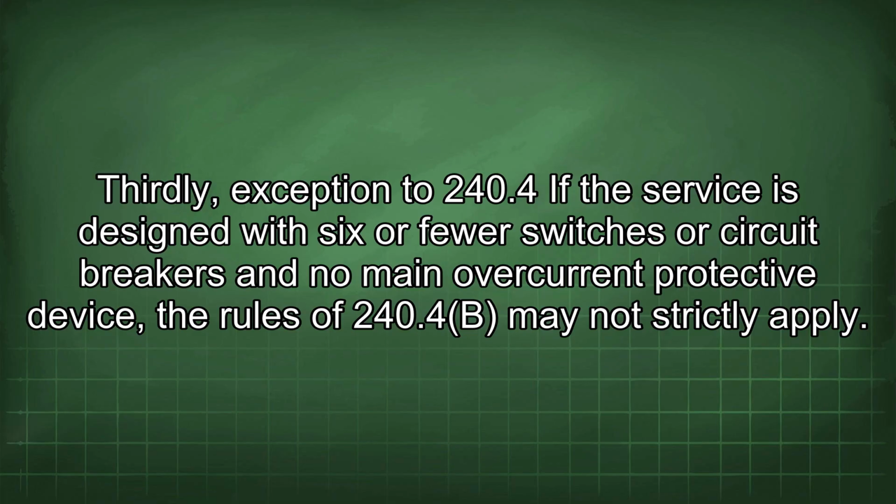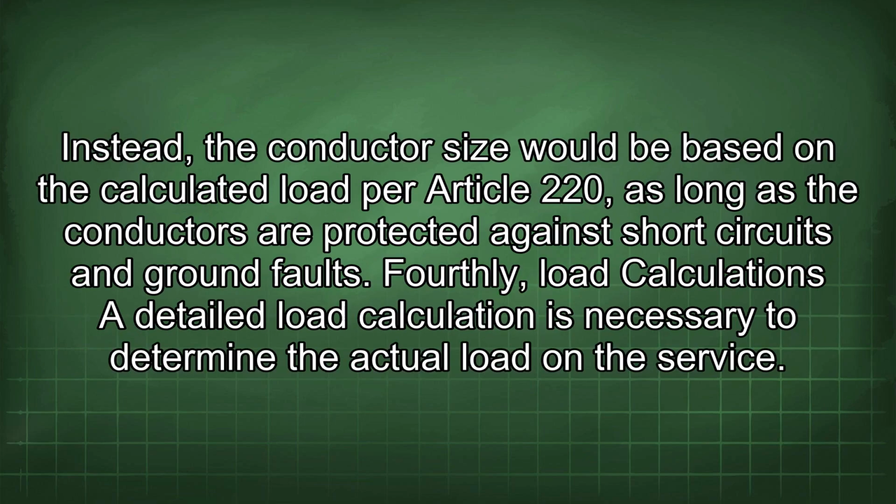Thirdly, exception to 240.4. If the service is designed with 6 or fewer switches or circuit breakers and no main overcurrent protective device, the rules of 240.4(b) may not strictly apply. Instead, the conductor size would be based on the calculated load per Article 220, as long as the conductors are protected against short circuits and ground faults.